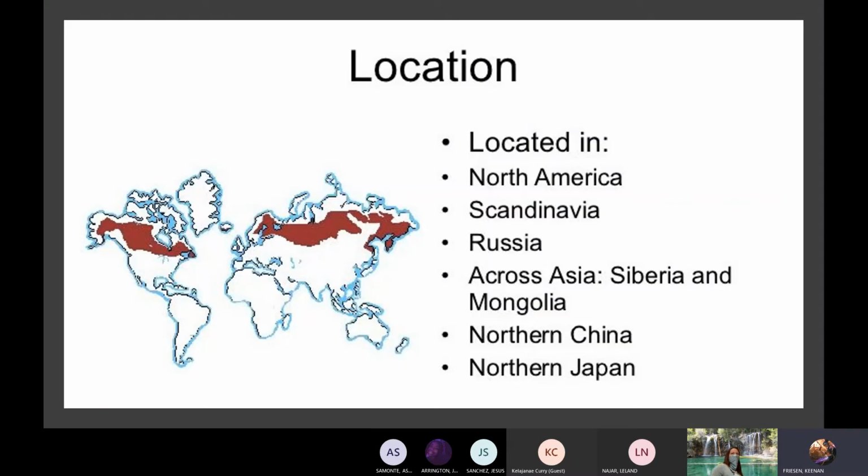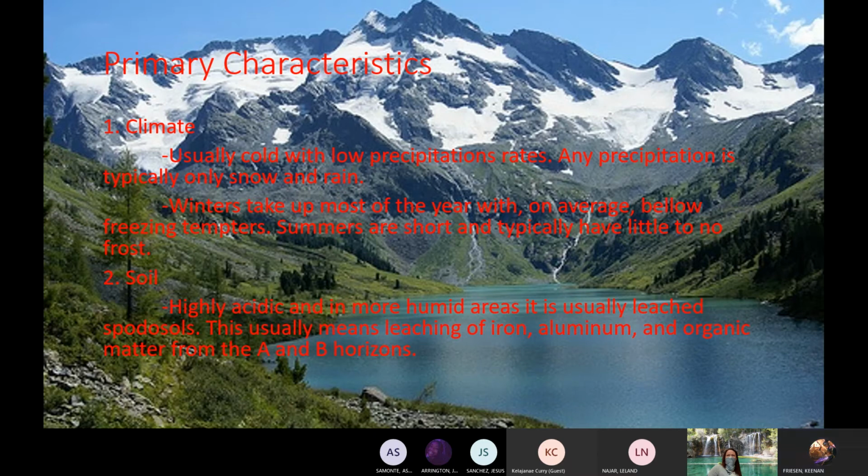So the taiga biome is pretty much located in the northern hemisphere, places like North America, Russia, China, and Japan too, a little bit. The climate in the taiga is typically cold with lower precipitation rates, and it's usually just snow and rain precipitation-wise.